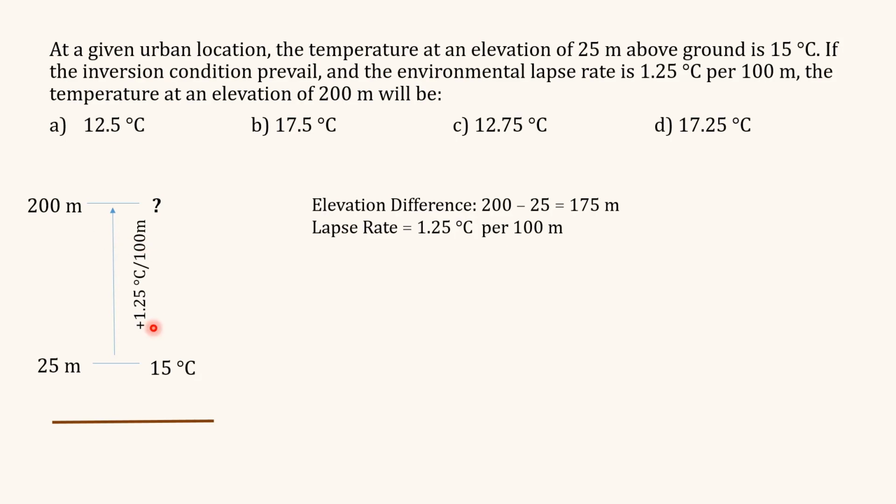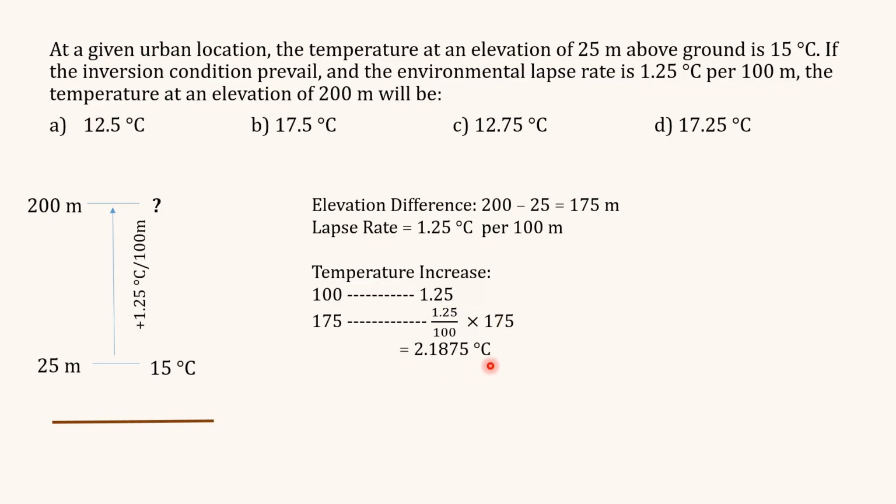Now the lapse rate is mentioned as 1.25 degrees Celsius per 100 meter. So the temperature increase for 100 meter is 1.25. So we can calculate for 175. Simply 1.25 divided by 100 into 175. So we get 2.1875 degrees Celsius.